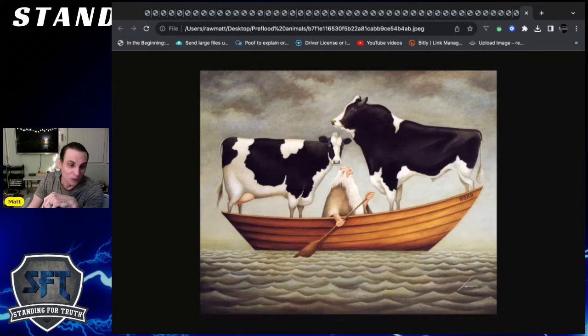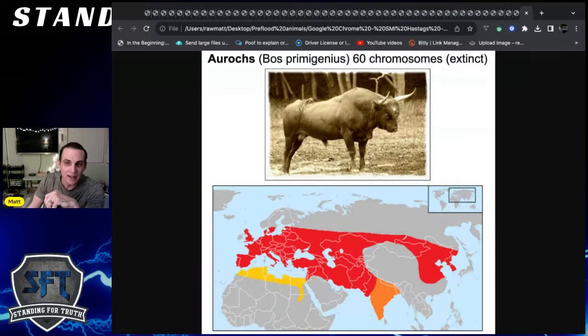The next one will be cows, bulls. And it's an interesting one because we have an extinct species, but we do know about them. And this is the auroch. Now, this bull lived during the Roman times. They actually used it in the Colosseum. So we have artwork of it. It goes back really far. As a matter of fact, there are cave drawings that were supposedly made by Neanderthals a very long time ago, and they drew this bull specifically.